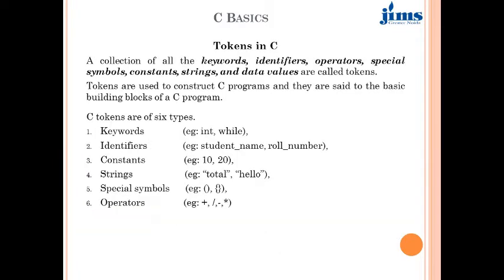The next is tokens in C. A collection of all the keywords, identifiers, operators, special symbols, constants, strings, and data values are called tokens. Tokens are used to construct C programs, and they are said to be the basic building blocks of a C program. There are generally 6 types of tokens: keywords, identifiers, constants, strings, special symbols, and operators.